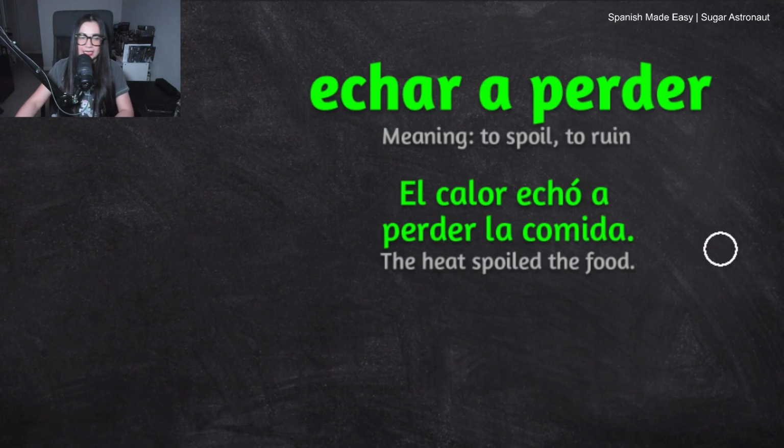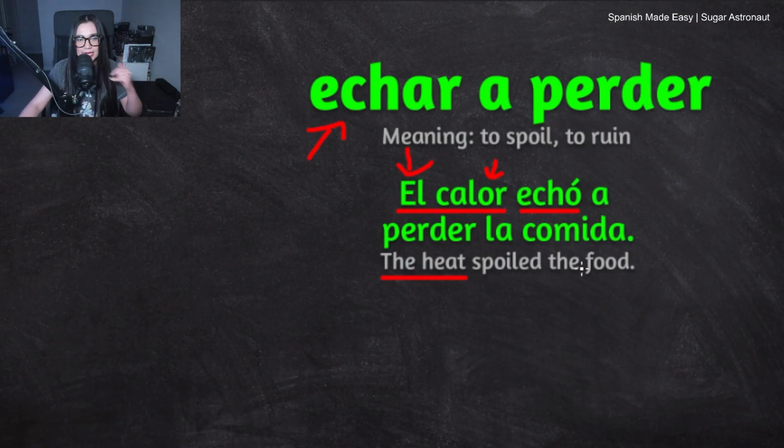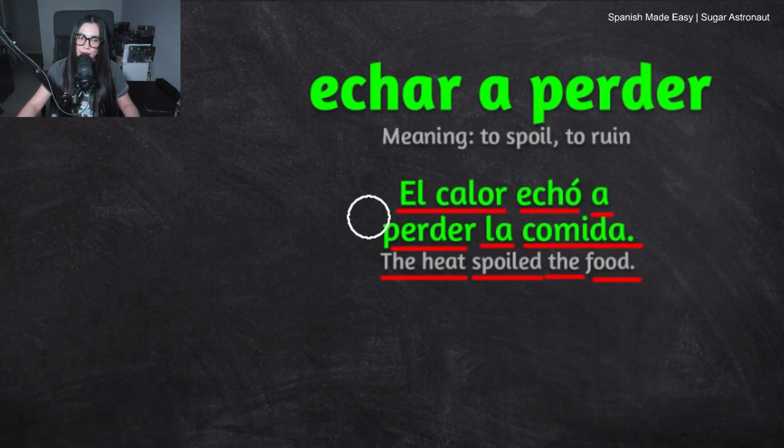But let's break this down and let's see how this sentence works. El calor means the heat. Calor means heat and el means the. Echó, this is the verb echar conjugated in past tense. It already happened. A perder, let's include the whole thing. Echó a perder, which is a term we're learning right now, and that means spoiled. Okay, la comida. Comida means food. So this is a very easy example using the phrase echar a perder. Of course, you need to know the conjugation of the verb echar in order to use this phrase.